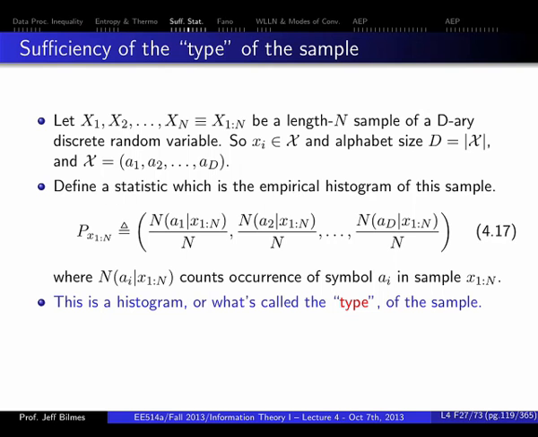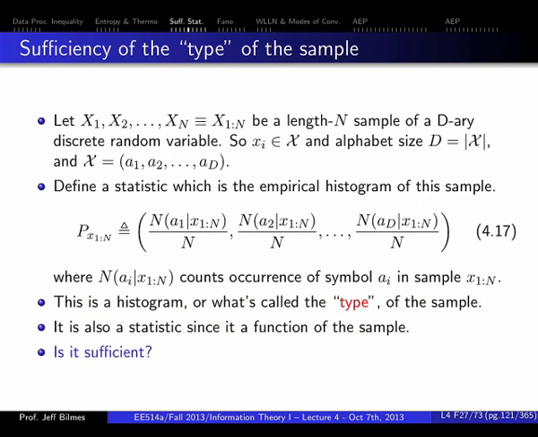Now this is the definition of the type. The type of a sample is its empirical histogram. The type of a sample is also a statistic. If we get a bunch of IID random variables and we construct the type, we've got a random histogram. The probability distribution is itself random. That might sound a little weird, but it's certainly well defined. There's nothing wrong with a random variable being a probability distribution. It's also a statistic since it's a function of the sample. And the question is, is it sufficient? What do you think?